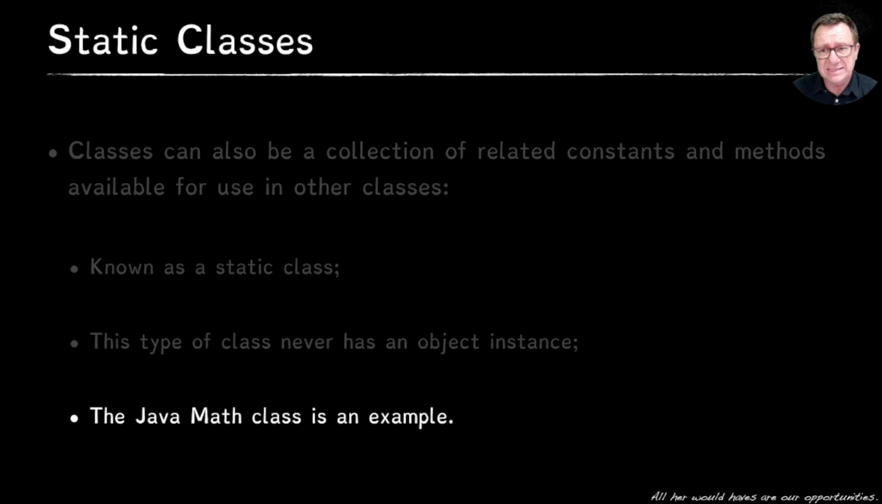The math class is an excellent example of a static class. We never create an instance of the math class, but we create other things that then use the math class, and we can perform all kinds of calculations using methods from the math class. But we don't create an object of it. It is a static class.